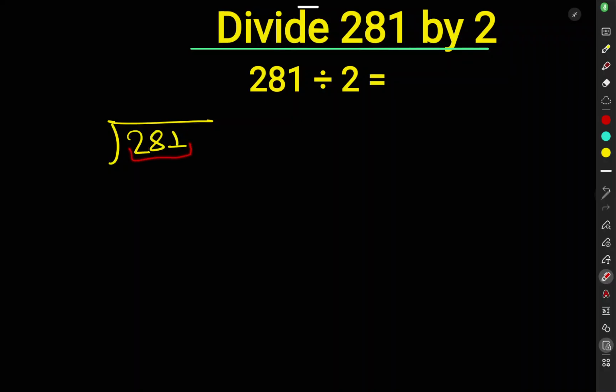Divide 281 by 2 in long division method.